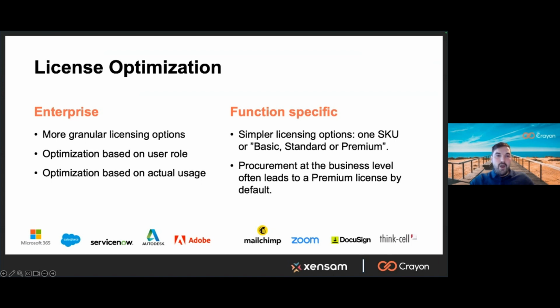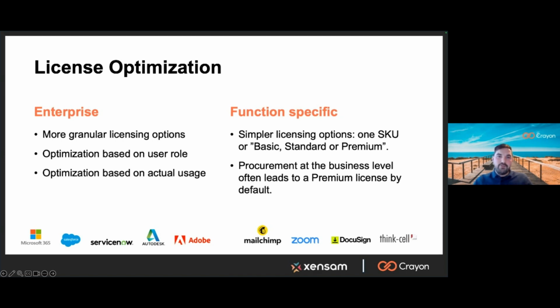Enterprise-wide SaaS is usually wider scale, higher volume of users, and also has more granular licensing options. It enables you to optimize based on a user role or based on actual usage. So good examples of these are Microsoft 365 that currently offers 3 different license levels, E5, E3, F3. Salesforce have multiple different roles, ServiceNow have multiple different roles, Adobe and Autodesk also have different licensing options that you can use to optimize your licensing for each individual user or user type.